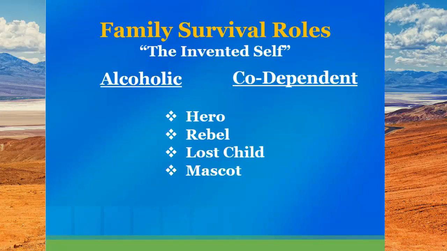So the first child has all the positive attention, the second child all the negative attention. That leaves little or no attention for the third child. In order to get time, attention, and affection, this kid needs to become very creative. This is the lost child.